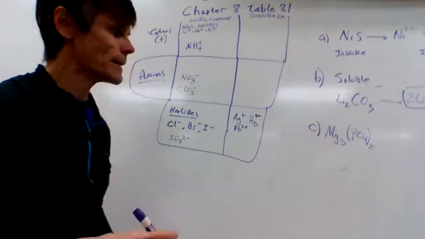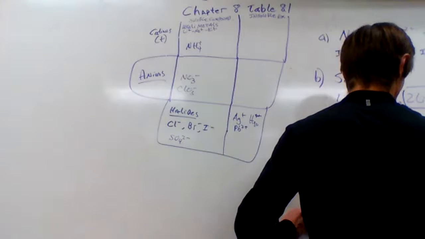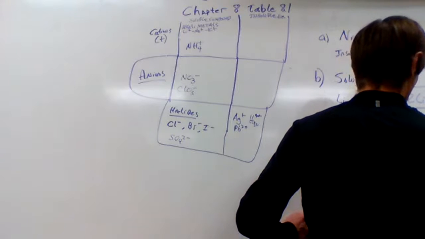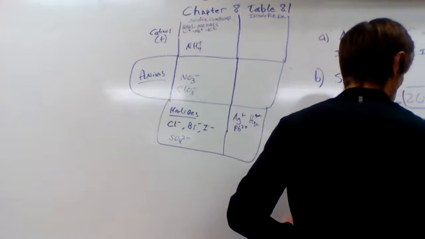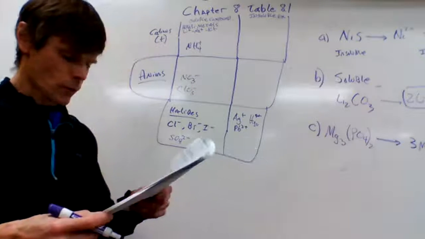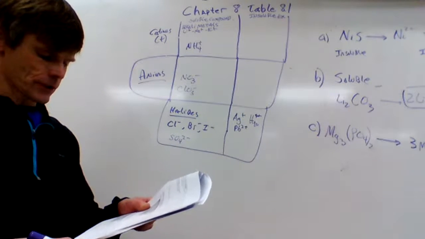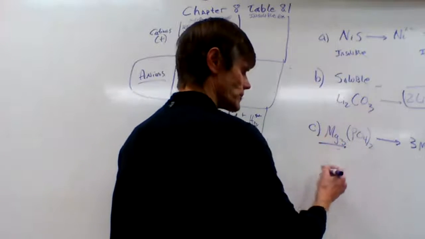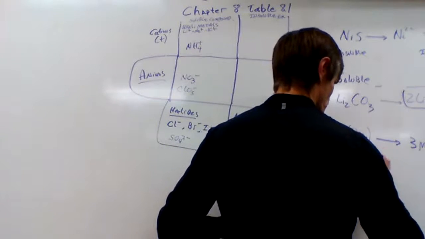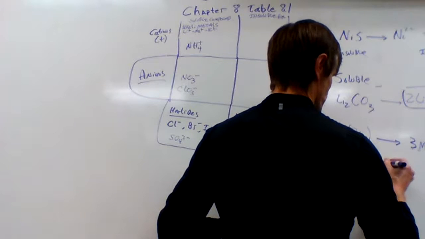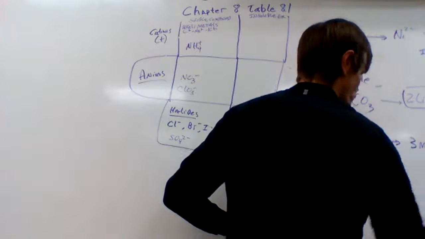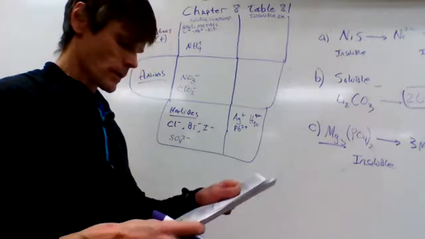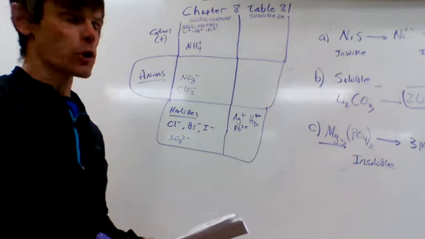Now, if we break up magnesium phosphate, we would see that phosphates are insoluble. This isn't one of our exceptions, so this is insoluble. It's composed of a phosphate. Phosphates are normally insoluble. The last one, ammonium chloride.